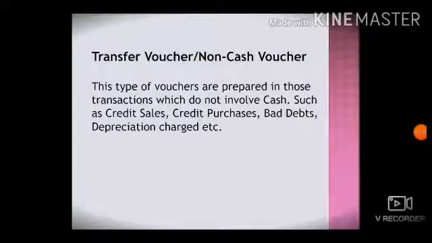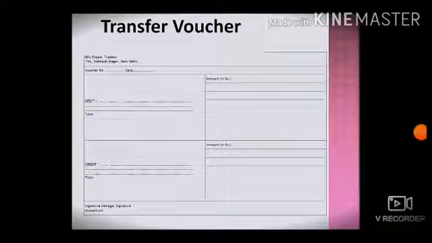Transfer voucher or non-cash voucher is prepared in those transactions which do not involve cash. Example, credit sales, credit purchases. Here we can have a look at the transfer voucher. You can see both debit and credit columns. In case of credit sales, you will debit the person to whom we have sold the goods. In case of credit purchase, you will credit the person from whom we have purchased the goods. In both the cases, amount will be mentioned and the signature of the authorized person will be there.